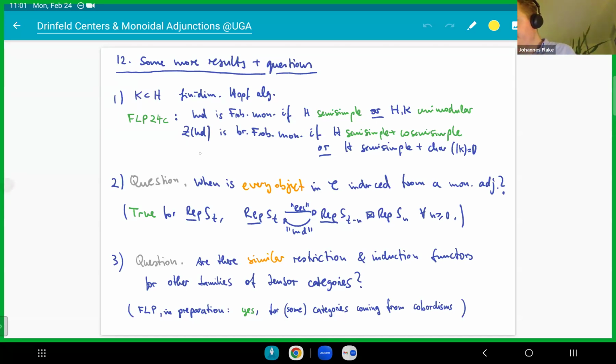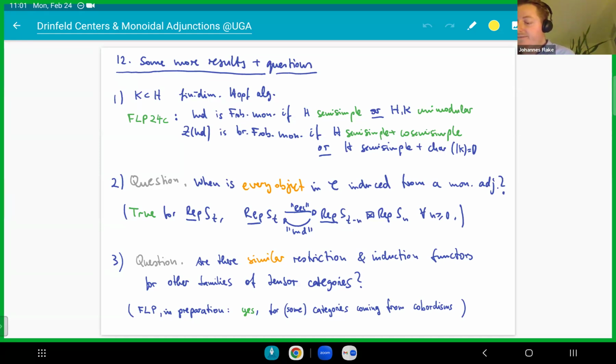And similarly for the center, it will be braided Frobenius monoidal. Well, the functor induced by the induction on the centers will be braided Frobenius monoidal if H is semi-simple and co-semi-simple, which, for instance, is implied in characteristic 0 by just saying it's semi-simple. So this somehow specializes back to the classical cases, for instance finite groups, that we started with. Okay, and then there are questions, of course, now.